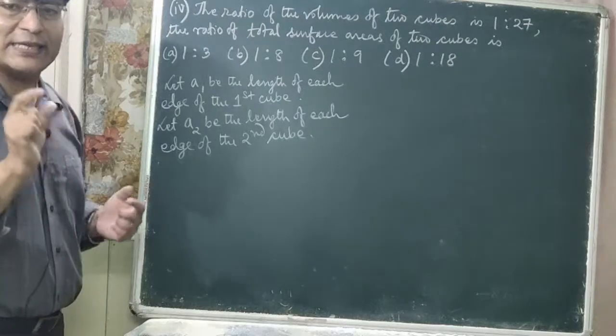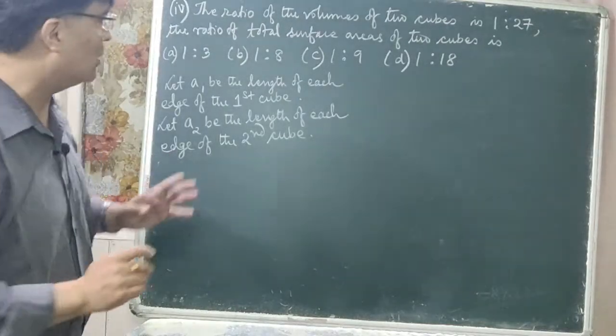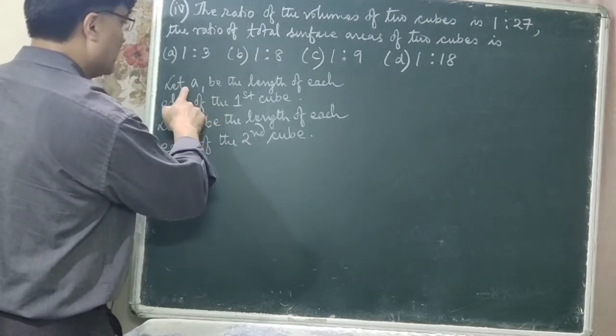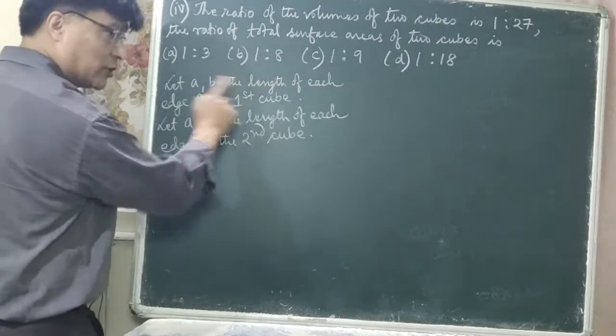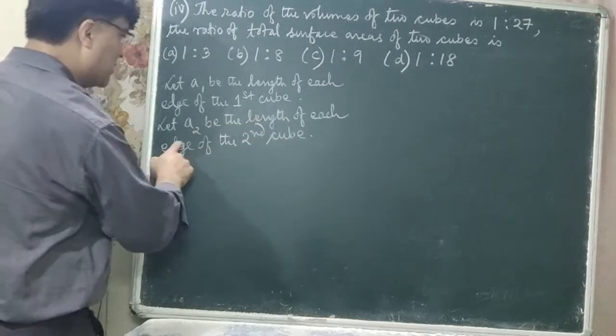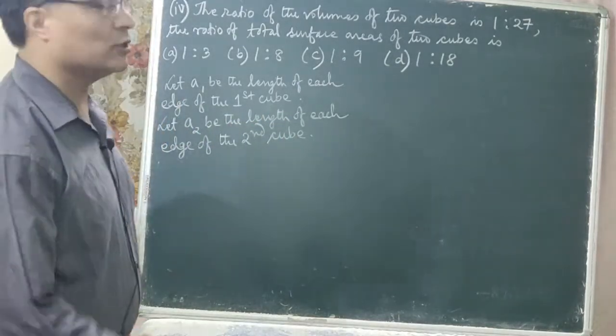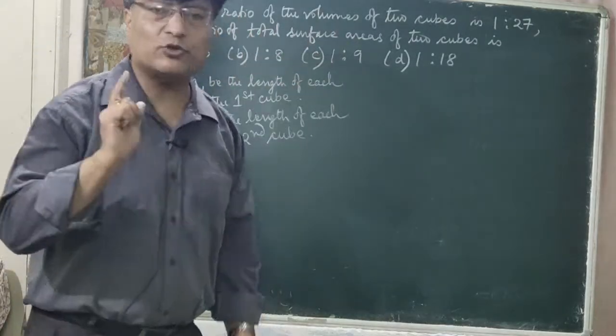Each edge of the cube are equal, right? So let A1 be the length of each edge of the first cube, let A2 be the length of each edge of the second cube, right? So now in this case you have to find out the ratio of the volumes of the two cubes.